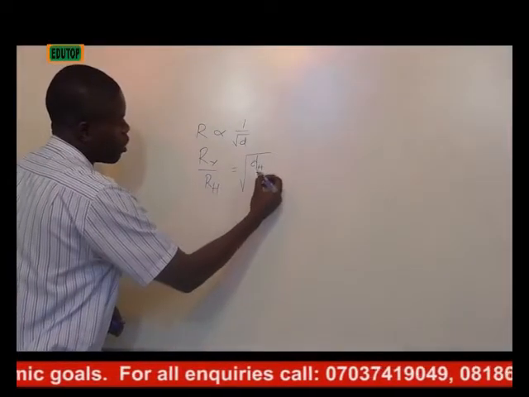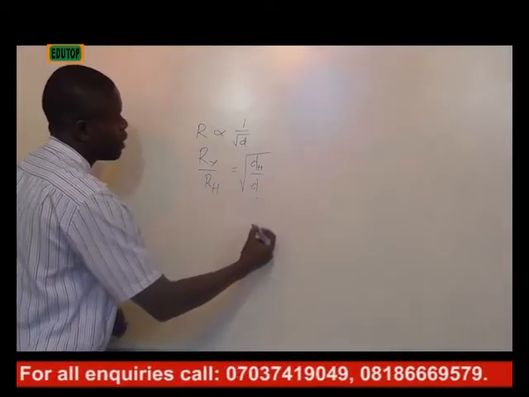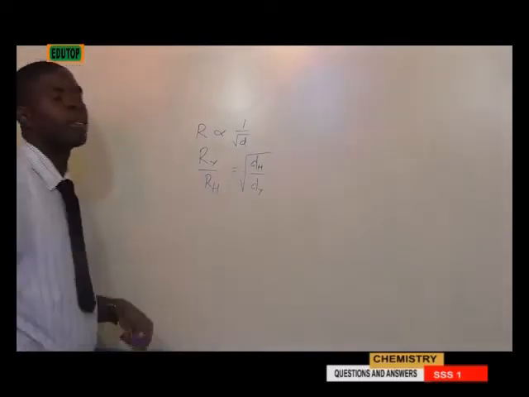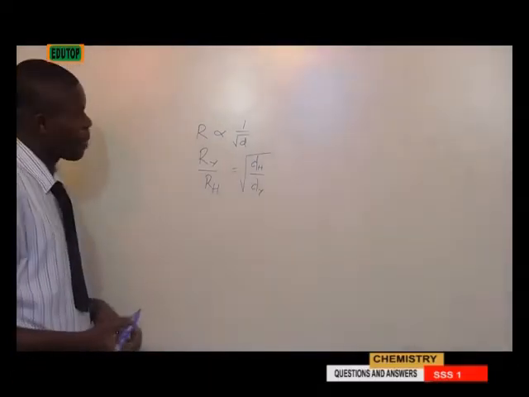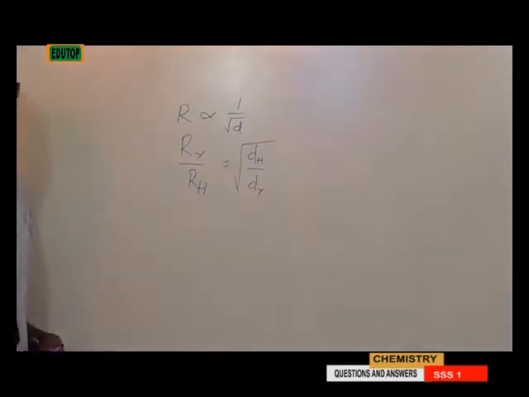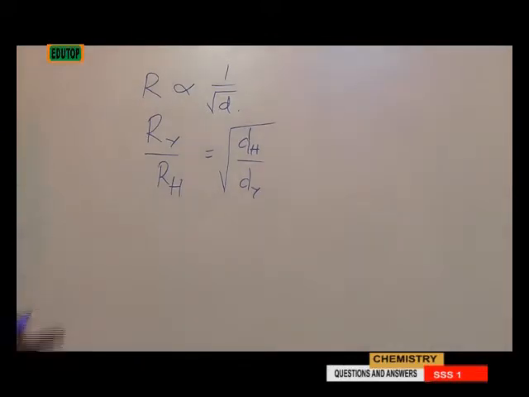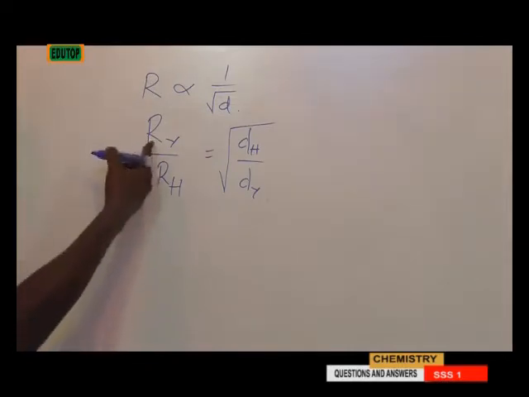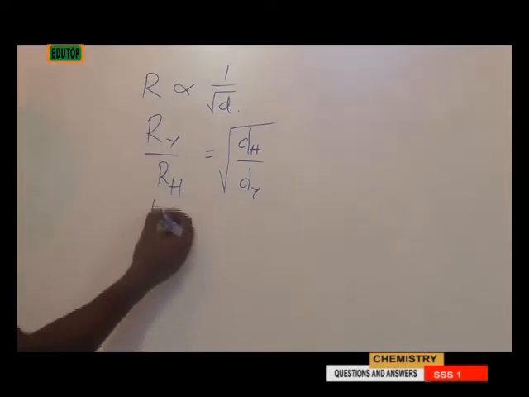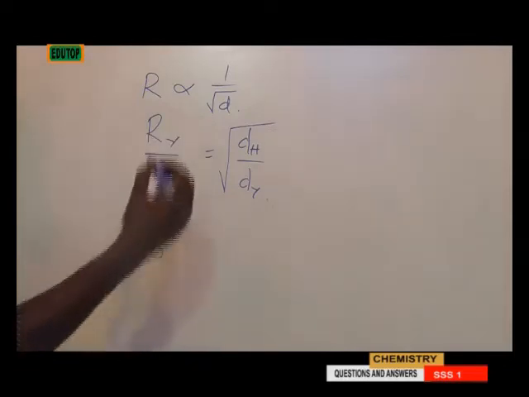H over the vapor density of Y. Looking at the question, information has been given to us that hydrogen diffuses 8 times as fast as a gas Y. That means when hydrogen has 8, automatically the rate of diffusion of the gas Y will be 1, since it diffuses 8 times as fast as Y. So automatically the rate of diffusion of gas Y is 1 when that of hydrogen is 8.